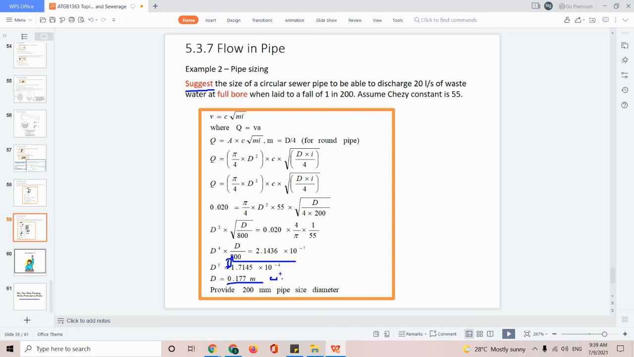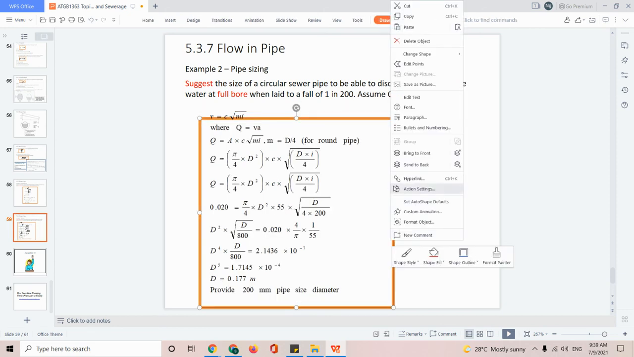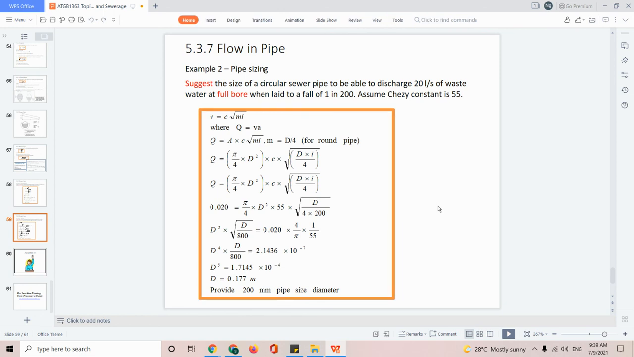The question mentions to suggest a size. When it comes to suggesting a size, you want to make sure it's bigger than what you found here. So this is an example of how your question can be. In your tutorial, you have a question like this also. So do practice on this to make sure you can do this step. If you are not able to, please tell me so I'll show it to you. Otherwise, I'll assume you know how to do it.